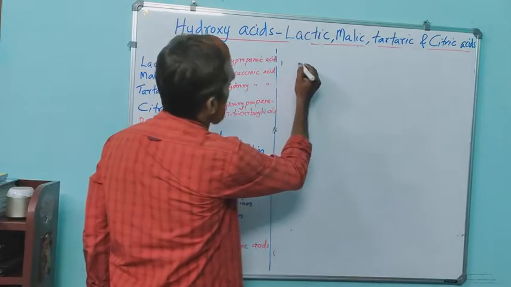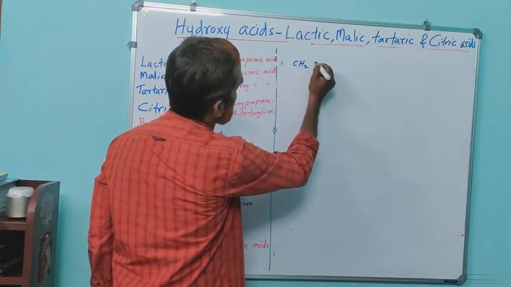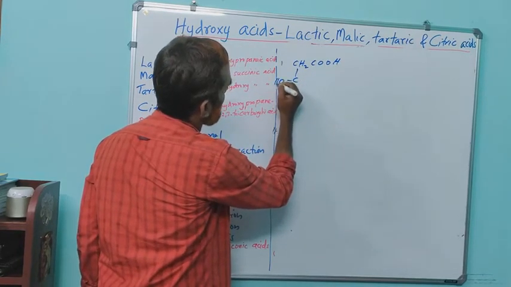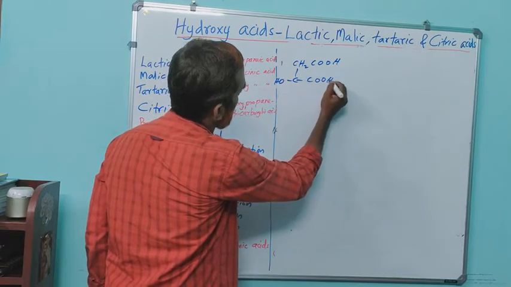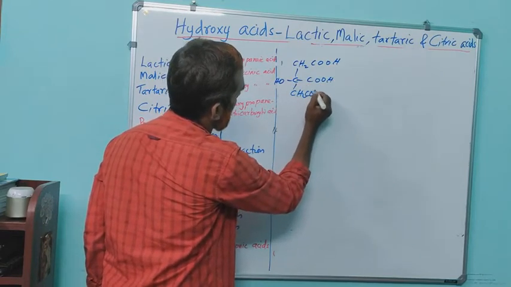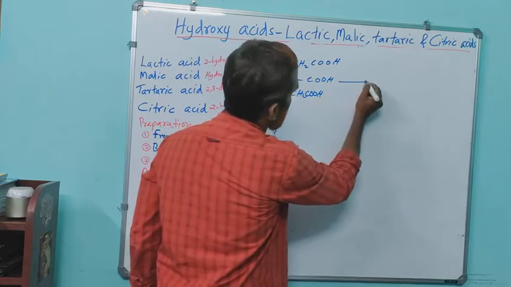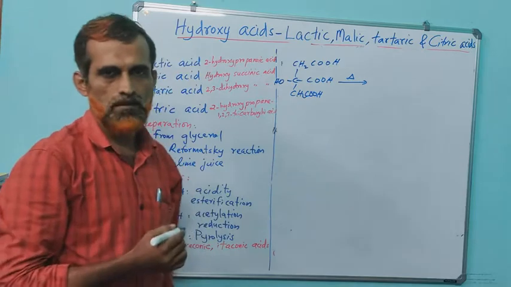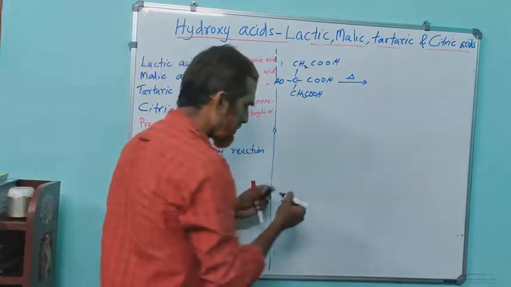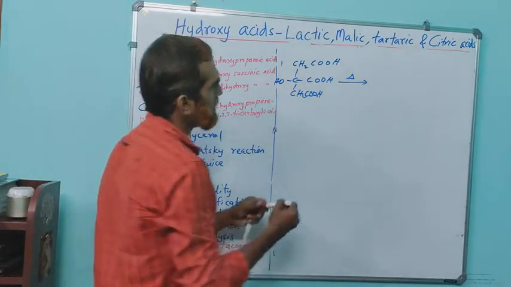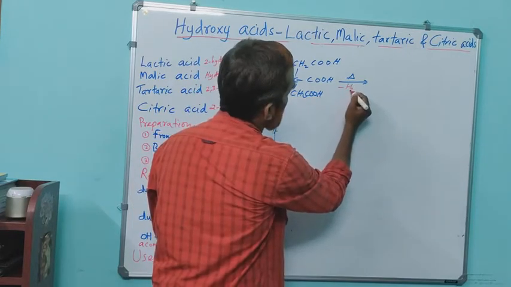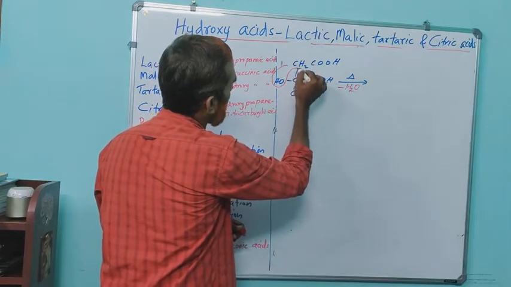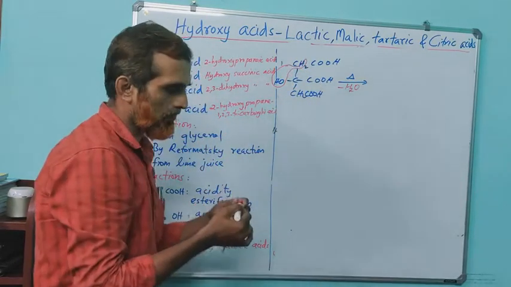Let us write citric acid, CH2COOH, OH here, CH2COOH. Okay, this is heated. Maybe you can use sulfuric acid for dehydration. And what happens, you know, it is minus H2O. First of all, it undergoes dehydration. That is, OH from this and one H from this will go. That is the first product.